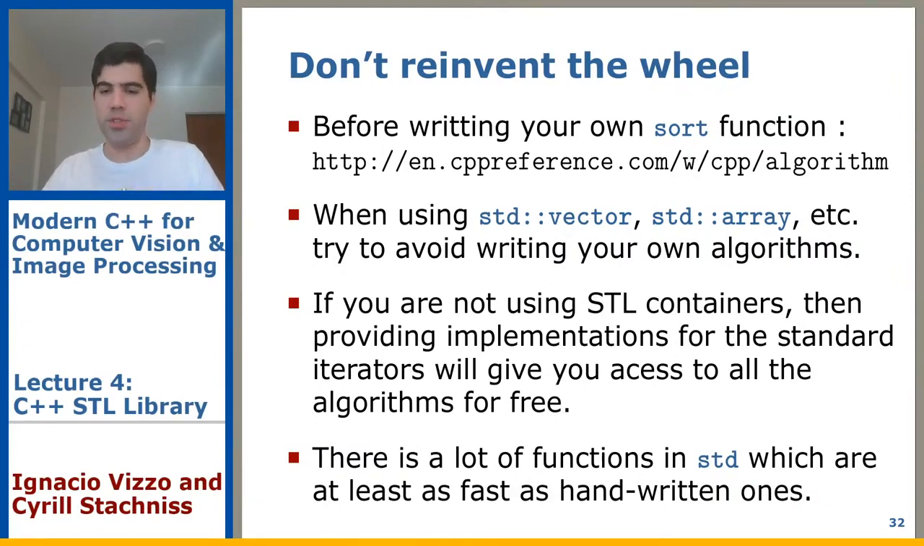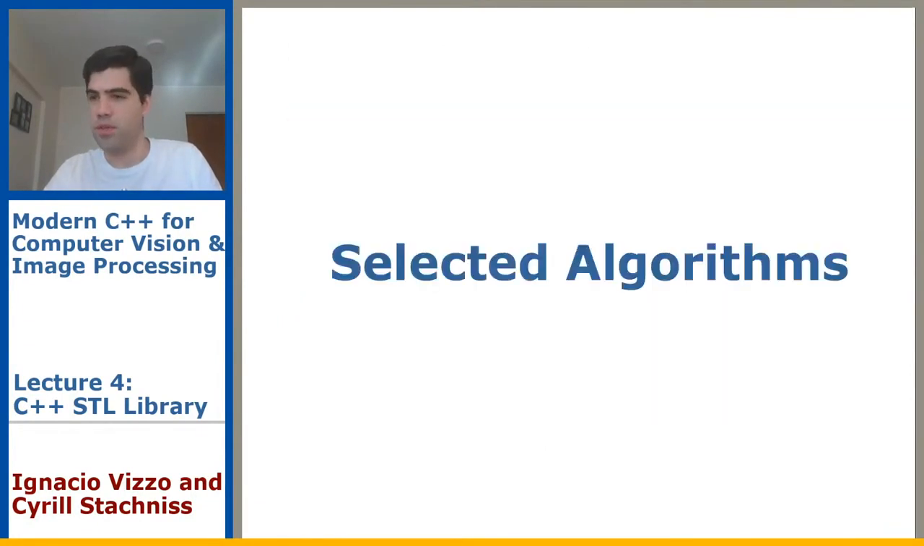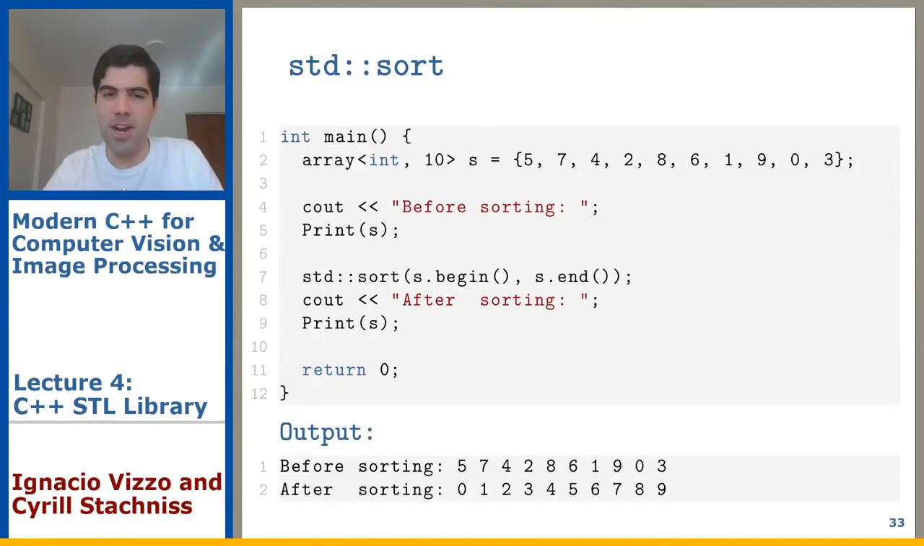And there are a lot of functions in STD which are at least as fast as handwritten ones. These are the selected ones, so we will go fast. There are like 100 of them, so I will not explain all of them, and they're really flexible. Maybe the syntax might be ugly on the very first shot, but it's because it's meant to be flexible for any data type. First, the sort function, really easy.